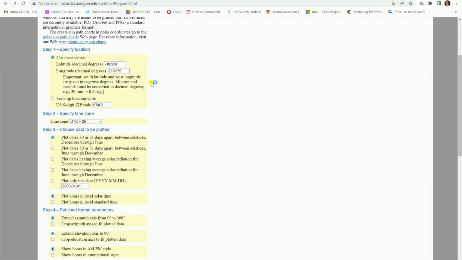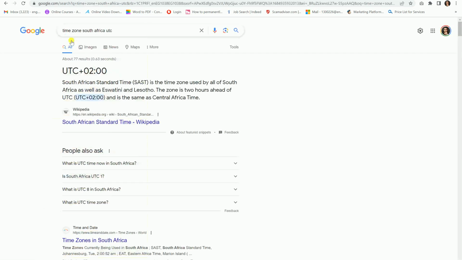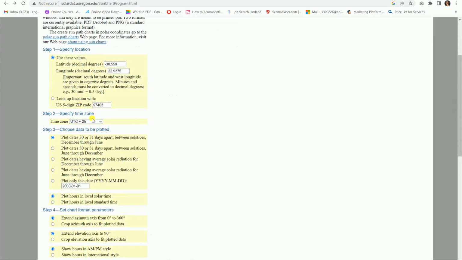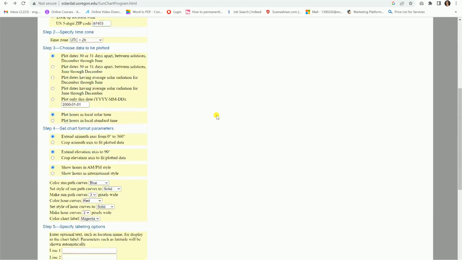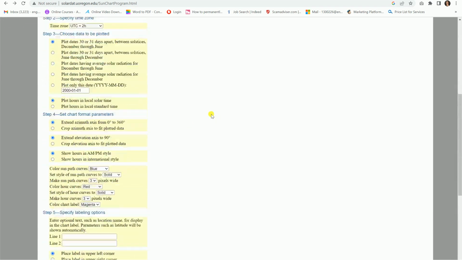Now the second thing that we are going to do is the time zone. If I search for the time zone of South Africa, UTC, it is +2. So let's enter UTC +2 hours. Then after doing this, you will click on create chart. Now you can download the PDF.